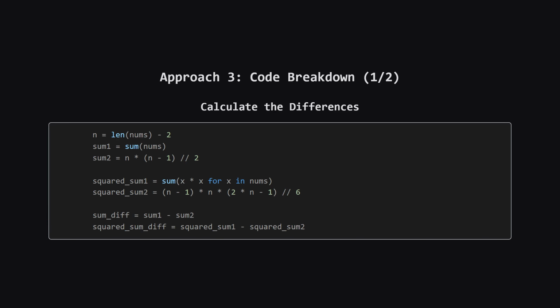We do the same thing for the sum of squares. Squared_sum1 is the sum of each number in our list squared. Squared_sum2 is the sum of squares for the ideal list, which also has a known formula. Finally, we find the differences. Sum_diff is our x plus y, and squared_sum_diff is x squared plus y squared.